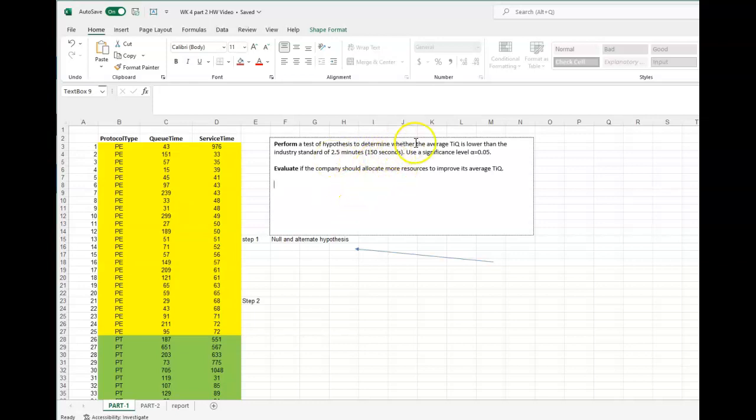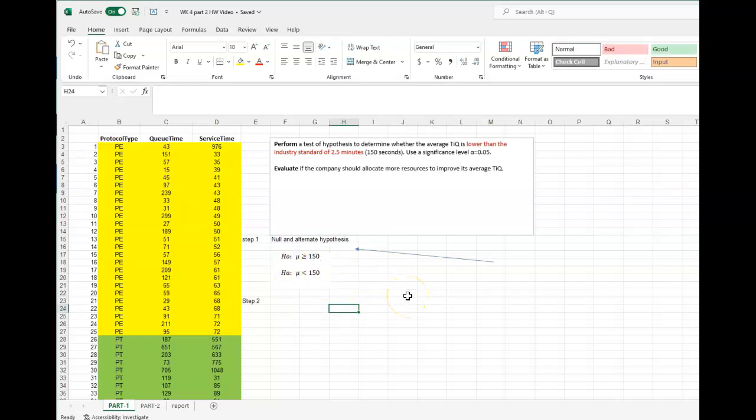So lower than, that is going to dictate your alternate hypothesis. So your hypothesis is going to look like this. Alternate hypothesis lower than 150 and null is greater than or equal to 150.